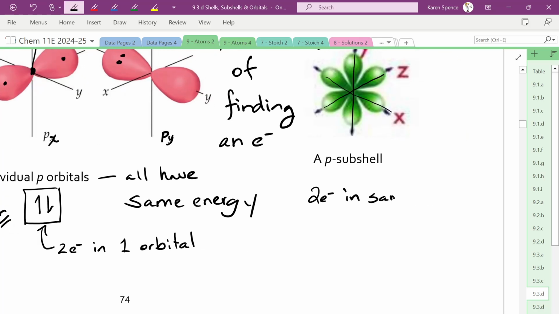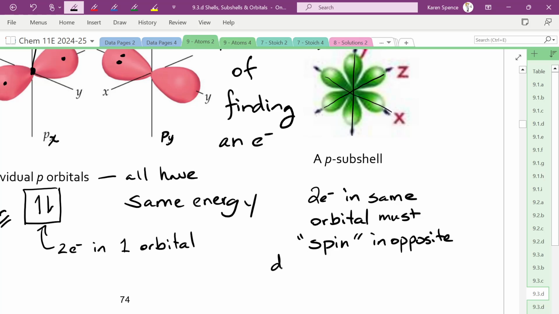Two electrons in the same orbital must spin in opposite directions. We have spin up. Oh, what am I doing? Why did I put a number 1? I just meant to draw half an arrow. Spin up. And this is spin down.